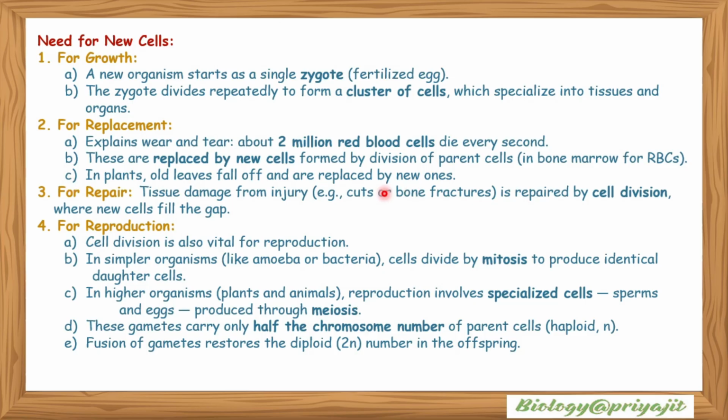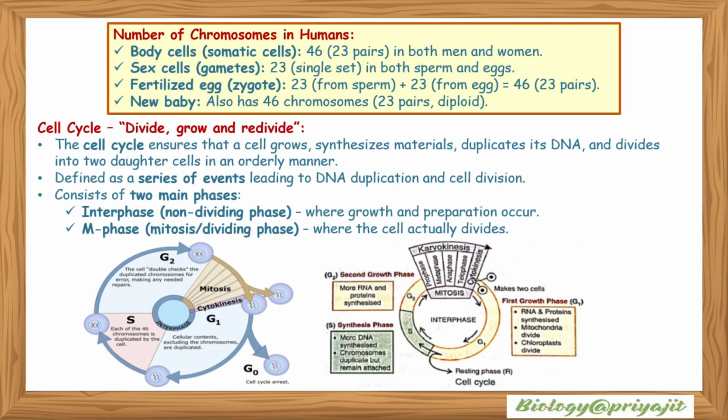For repair, tissue damage from injury, that is cuts or bone fractures, is repaired by cell division, where new cells fill the gap. For reproduction, cell division is also vital. In simpler organisms like amoeba or bacteria, cells divide by mitosis to produce identical daughter cells. In higher organisms like plants and animals, reproduction involves specialized cells, sperms and eggs, produced through meiosis. These gametes carry only half the chromosome number of parent cells, that is haploid or N, and the fusion of gametes restores the diploid 2N number in the offspring.